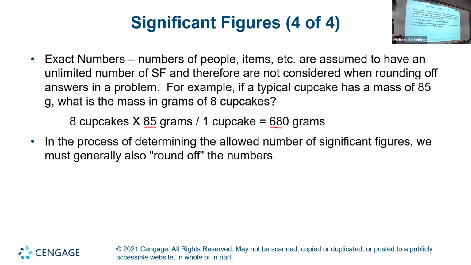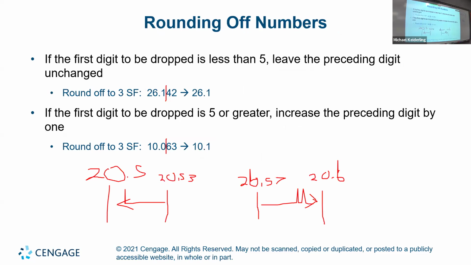And in the process of determining the number of significant figures, you generally also round off numbers. So if the first digit to be dropped is less than 5, we leave the preceding digit unchanged. If the first digit to be dropped is 5 or greater, we increase the preceding digit by 1. And I will go over this again on Tuesday. So that is all for today.